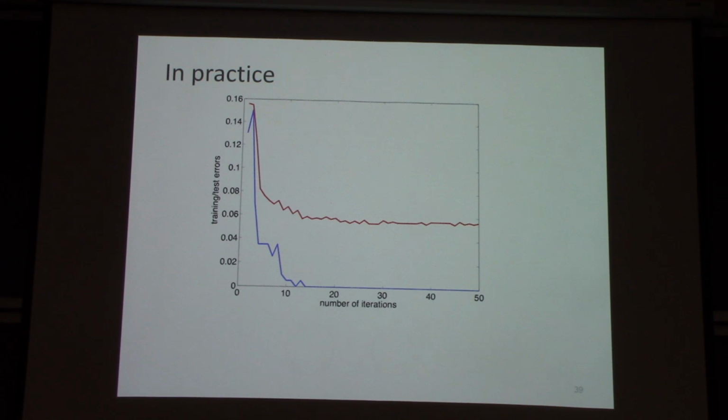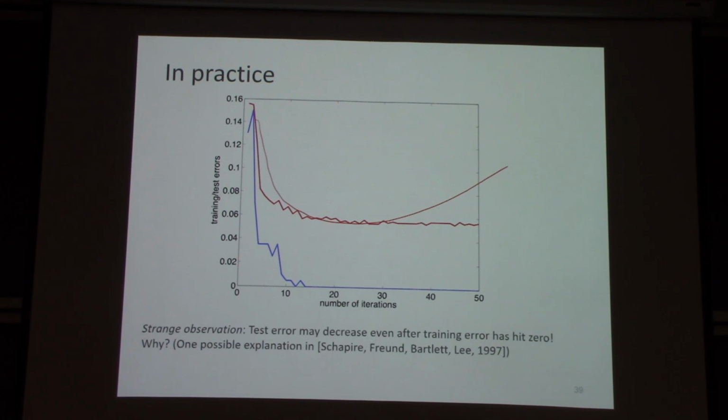But in practice, there's an intriguing observation on some data sets. This is completely empirical. I'm not making a more general claim here. The training error goes down to 0 and the test error does not go up. The theory tells us that the test error should go up, but the test error seems to flatten out. And there have been some attempts to explain this.